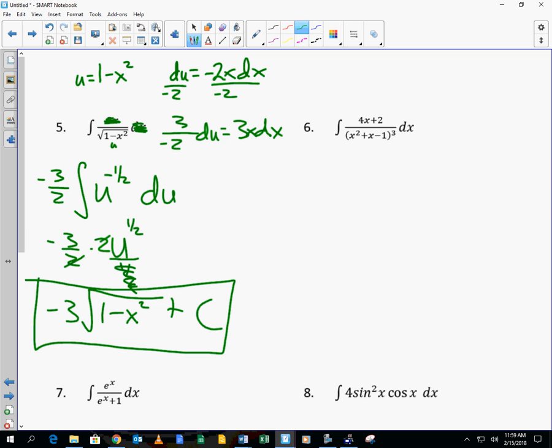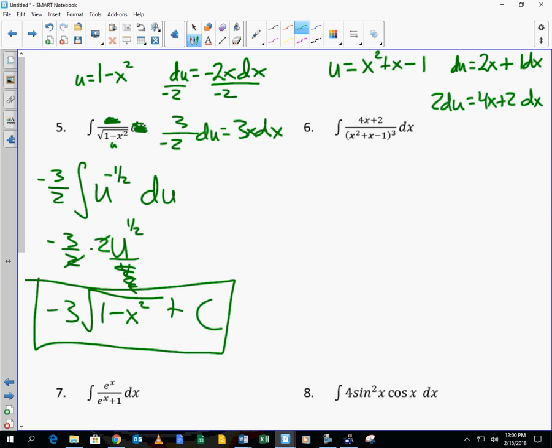6 looks difficult, doesn't it? It's no big deal. Gina says no. It's easy. I like the way you think, Gina. U is what? Good. What's du? Awesome. I don't have a 2x plus 1 dx. Multiply by 2. So 2 du is? Do you have a 4x plus 2 dx?